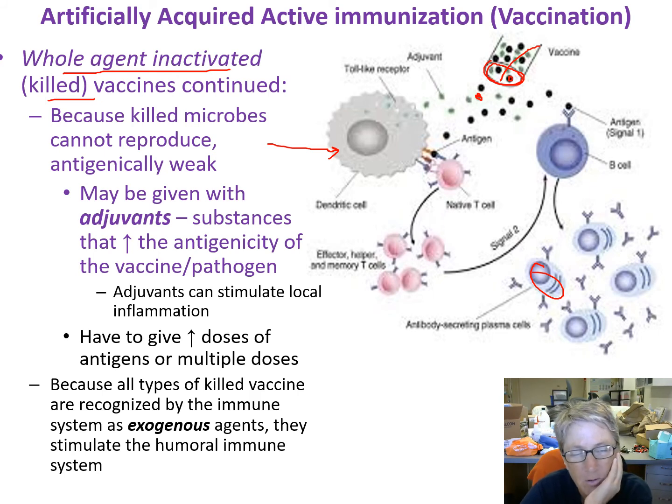And you have to give lots of doses of the vaccine with the adjuvant if you're doing a whole agent or killed vaccine. But because all types of these killed vaccines are recognized by the immune system as being exogenous, they stimulate this humoral response.